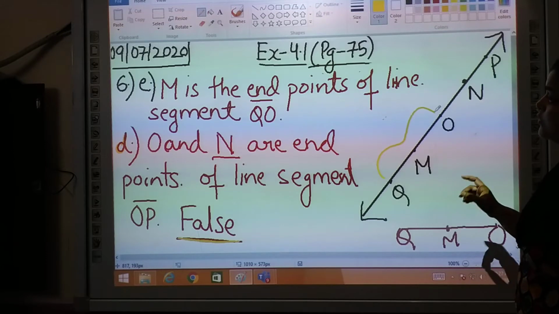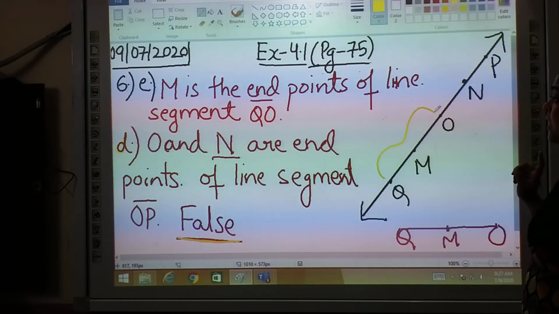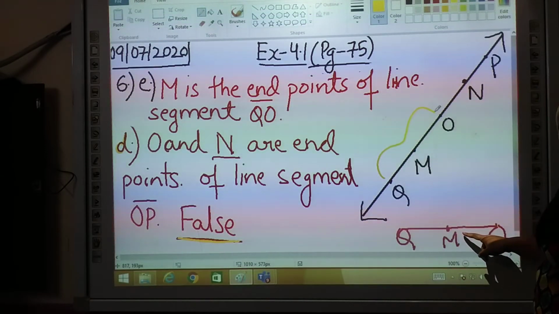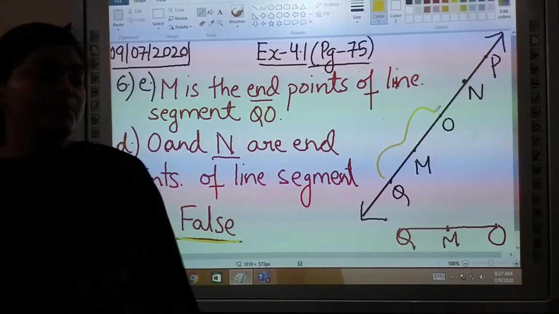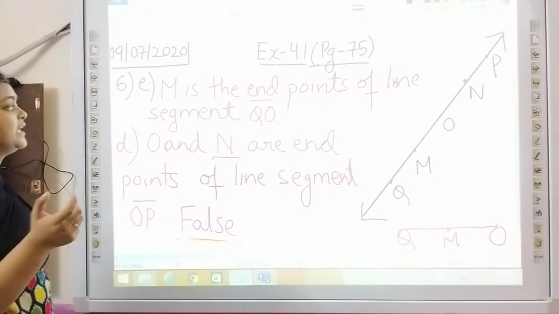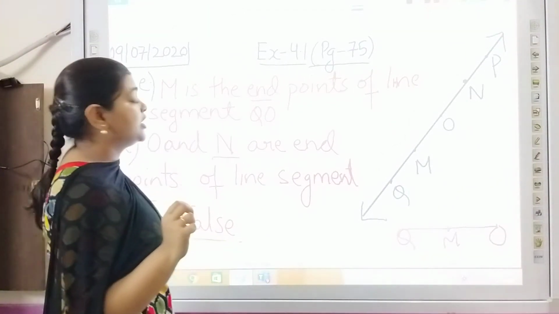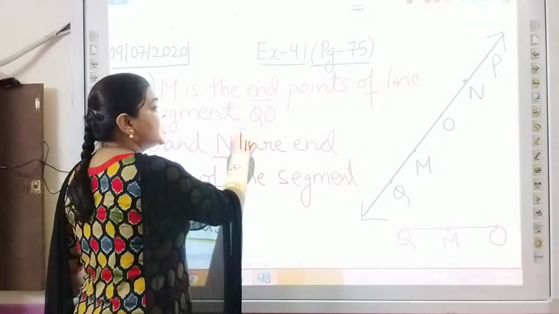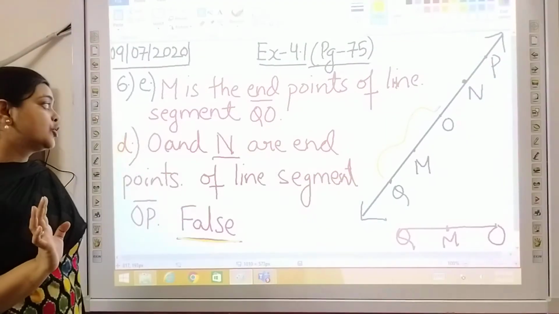Okay, so the question is saying M is the end point of line segment OQ. Is it true? No. Why? Because we can see from the figure that M is in the middle. It is a midpoint. It is not the end point. If the question is saying that OQ is a line segment, then it is very clear that if OQ is a line segment, its end points will be O and Q. M is nowhere the end point of OQ.